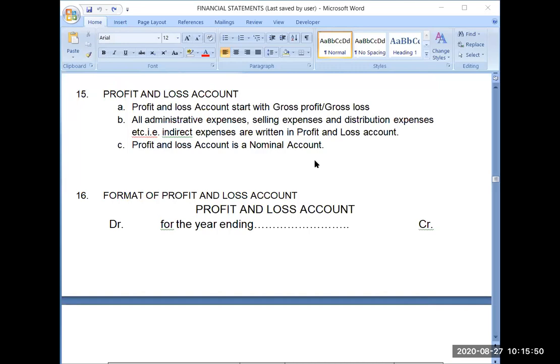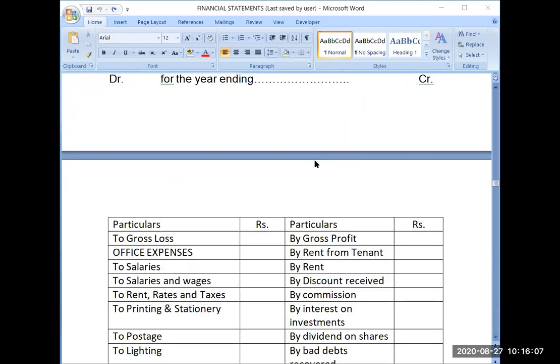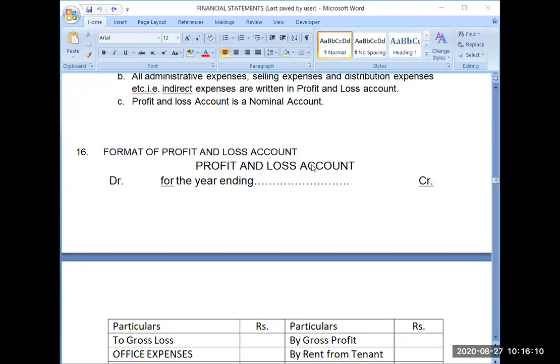Now, profit and loss account is a nominal account. Trading account is also a nominal account because all the expenses and incomes are written there. Similarly, profit and loss account is also a nominal account. All the expenses and incomes are written here. What is the format of profit and loss account? Like trading account, you will write profit and loss account, debit, credit, and in between you will write for the year ending, on which date, for which year you are preparing profit and loss account, that you have to clearly mention. If the question has given you a date, you will write the date here. If the question has not mentioned the date, then you will leave it blank, but you have to write for the year ending.